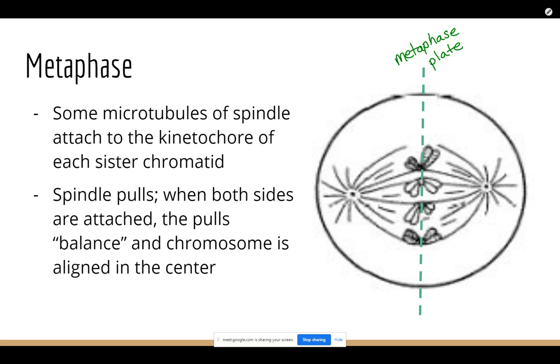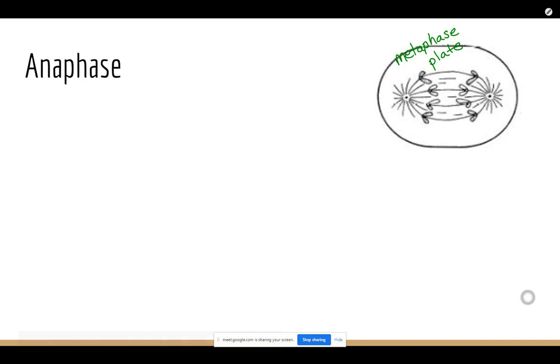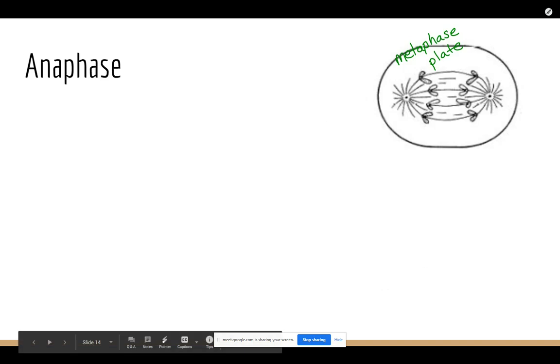Metaphase happens really quickly. As soon as the spindle is attached on both sides to all of the chromosomes and they're lined up in the middle, we move on to the next part, which is anaphase.